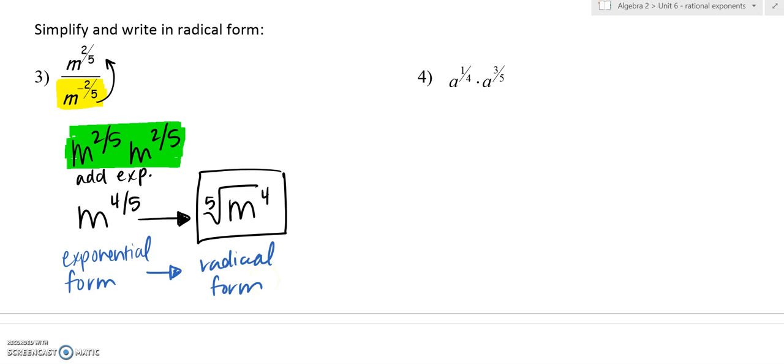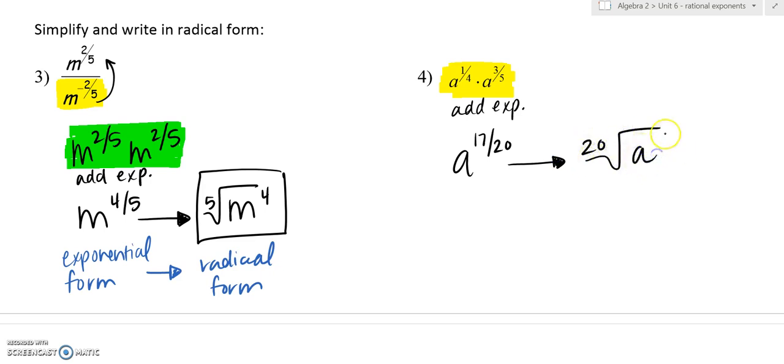That's what we did. The next one, the a to the 1/4 times a to the 3/5, those are right next to each other. Those are good to go. Let's add those exponents. When I add those exponents, I get a raised to the 17 over 20. I want to take that exponential form and turn it into radical form. So the 20 sits on the ledge, the a goes underneath, the 17 is on the outside.